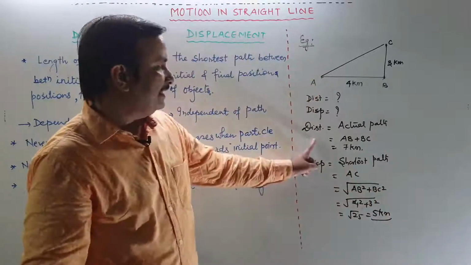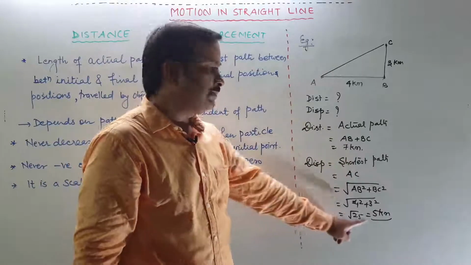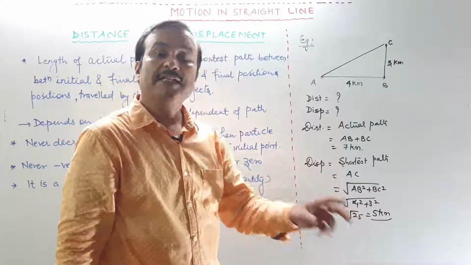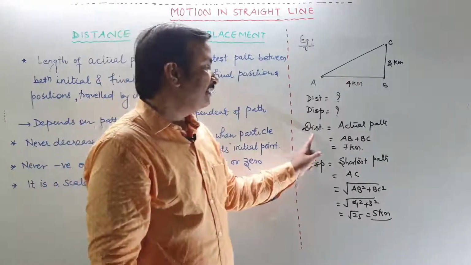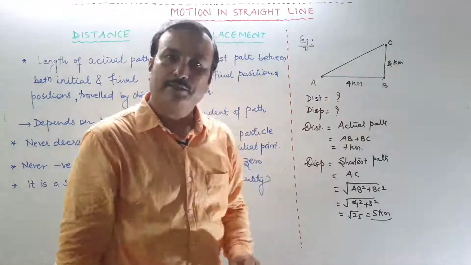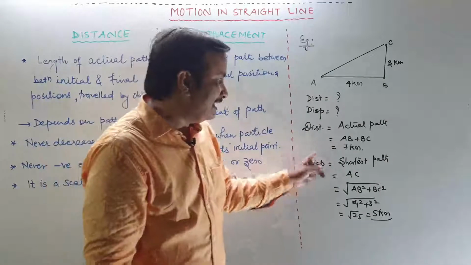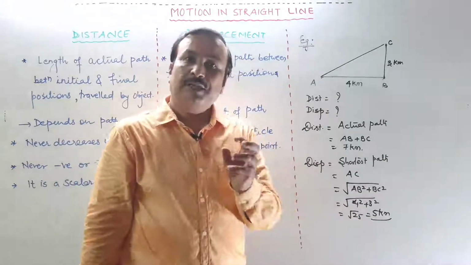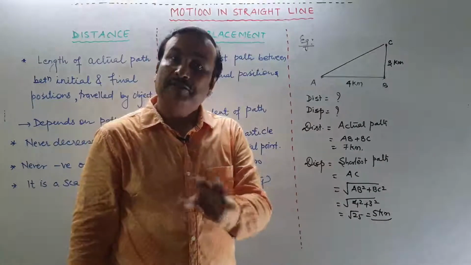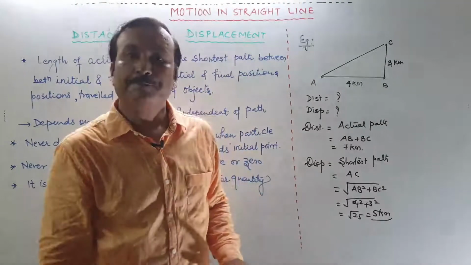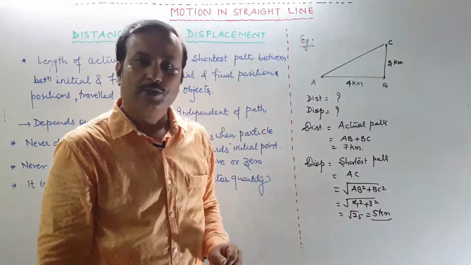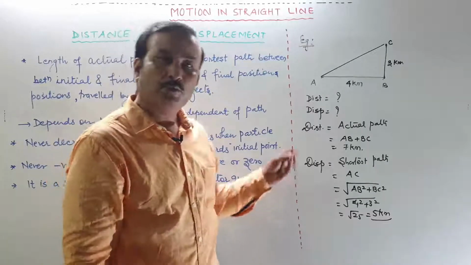So see here, distance is 7, displacement is 5, because in displacement we follow the shortest path, right? In distance we follow the actual path. So you can see here, displacement can never be more than distance, but distance can be more than displacement. Okay, we can have one more example.